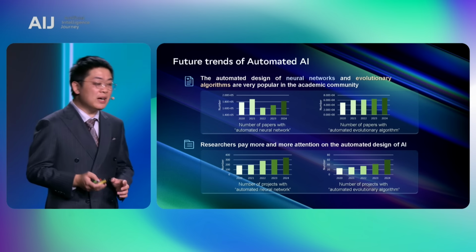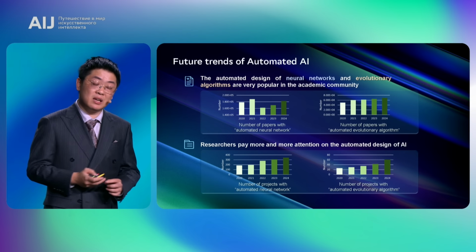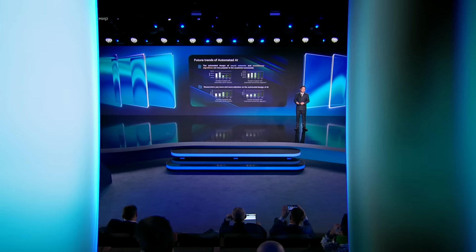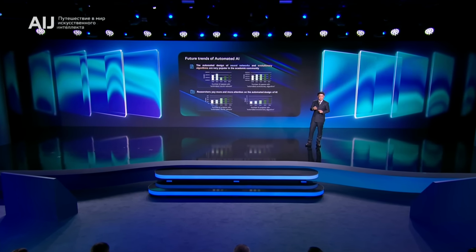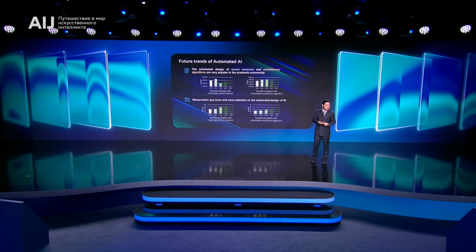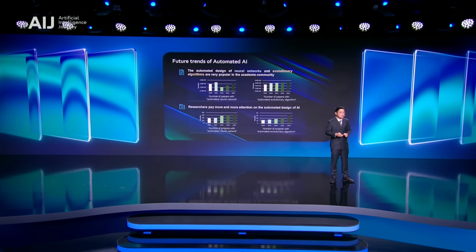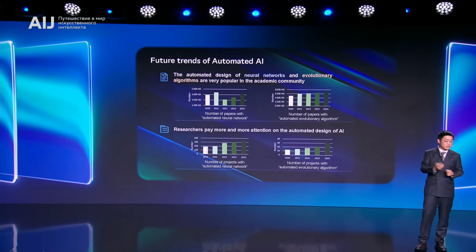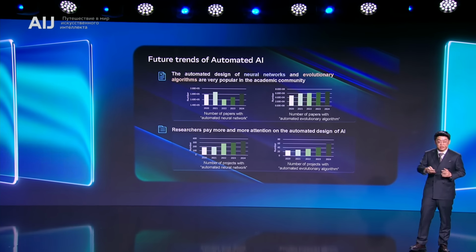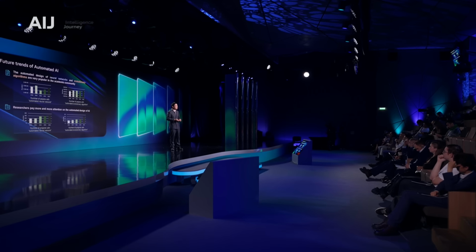The automated design of neural networks and evolutionary algorithms are very popular in the academic community, as can be observed from the upper figure. The papers with automated neural network or automated evolutionary algorithm increased significantly in recent years. Also, researchers pay more and more attention to the automated design of AI, as can be observed from the lower figures. The projects with automated neural network or automated evolutionary algorithm in a region also increased significantly in recent years. So as a result, I think the automated design methods of AI are very promising and can change the paradigm of AI development in the near future.